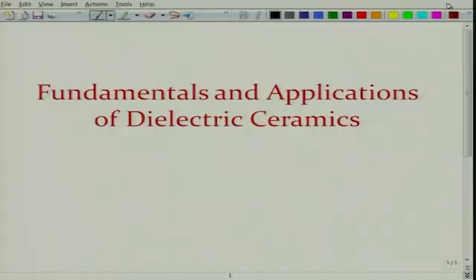Lecture of this course, Fundamentals and Applications of Dielectric Ceramics. In the previous few lectures we looked at the structure formation of these dielectric ceramics. Most of the dielectric ceramics are based on ionic bonding of cations and anions. As a result, they follow what we call Pauling's rules, which are essentially based on formation of polyhedra by anions being bigger ions and cations occupying the interstices between them depending upon the radius ratios.